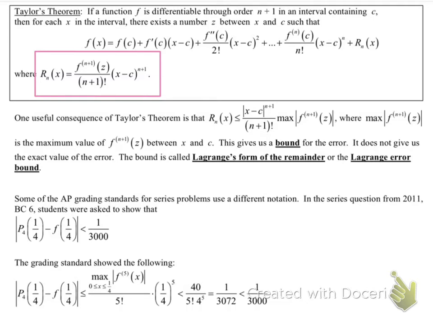So Taylor's theorem states that that remainder has to be less than or equal to this particular value right here, and that f to the n plus 1 of z is the maximum between x and c. This gives us a bound for the error. It does not give us the exact value of the error, and the bound is called Lagrange's form of the remainder, or the Lagrange error bound.